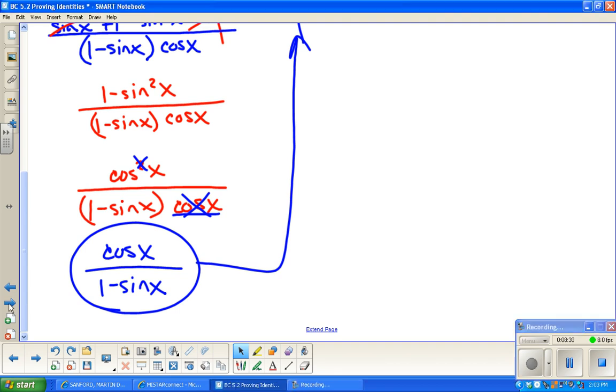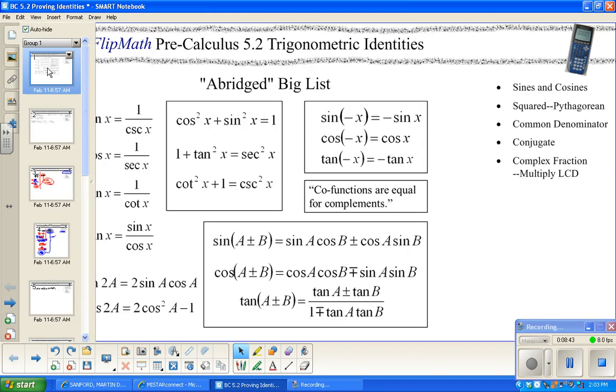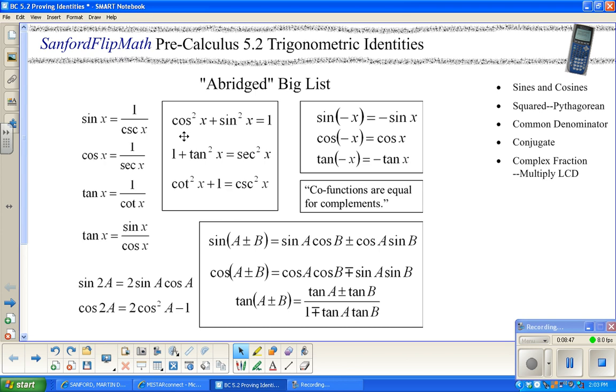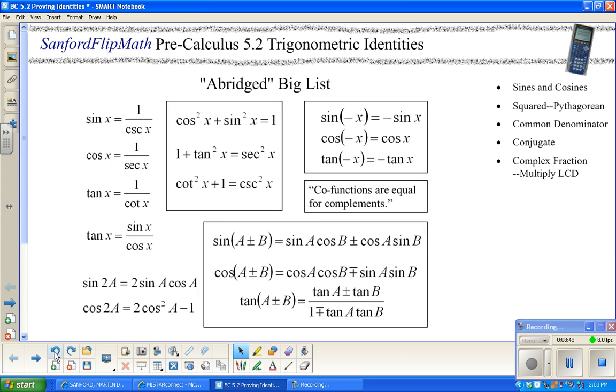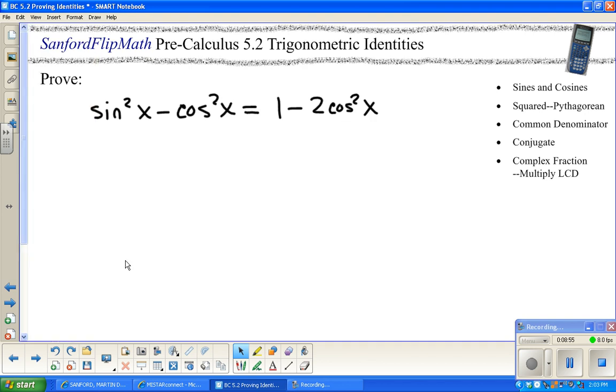Okay, so let's do another example. All right, so again, keep in mind the goal. Now, be careful. Sine squared minus cosine squared, that is not the same thing as sine squared plus cosine squared. Sine squared plus cosine squared is 1. Sine squared minus cosine squared is not. Okay, so what can I do to make these two match?